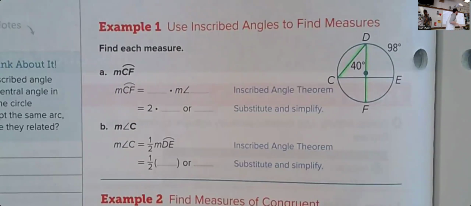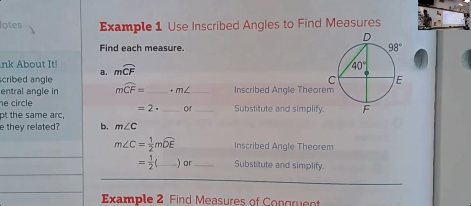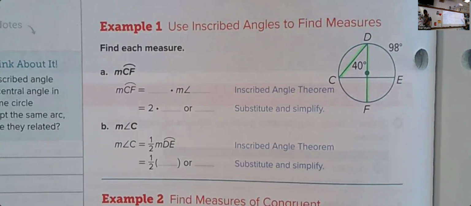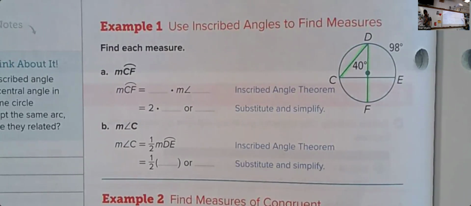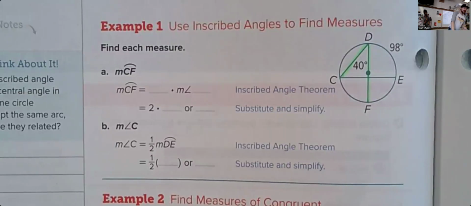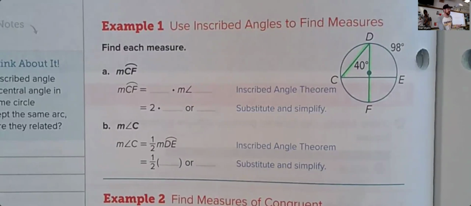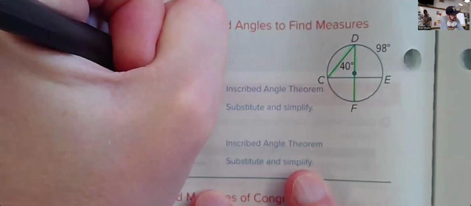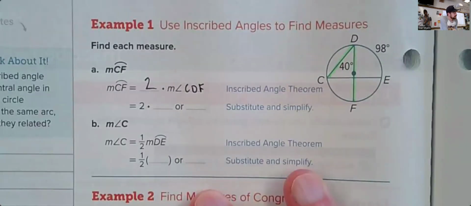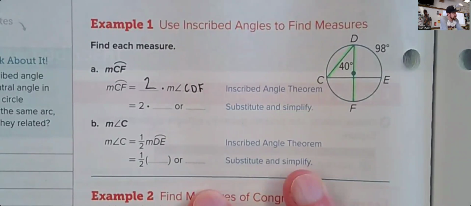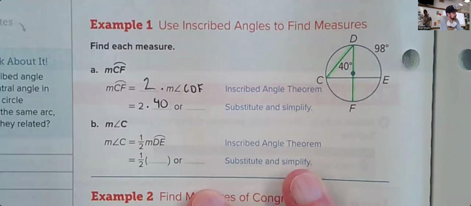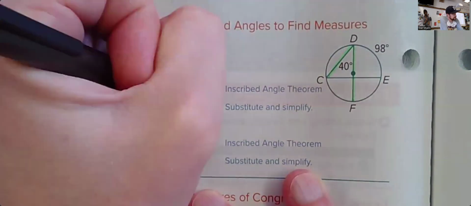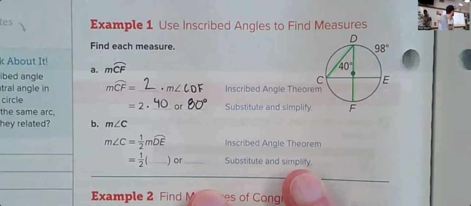So arc CF is the intercepted arc right here of angle CDF. So CDF has endpoints that intercept arc CF. So the measure of arc CF is going to equal 2 times the measure of angle CDF, which means it's going to be 2 times 40, which is what? 80. Yeah.